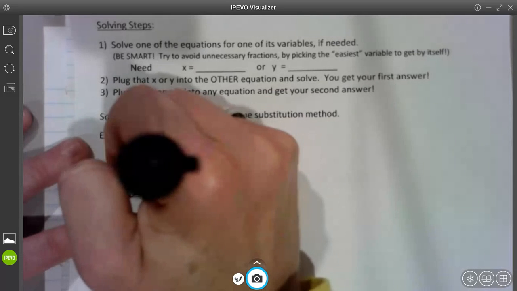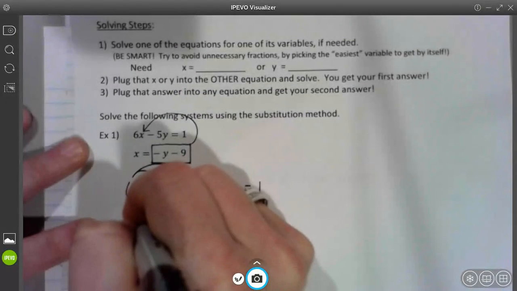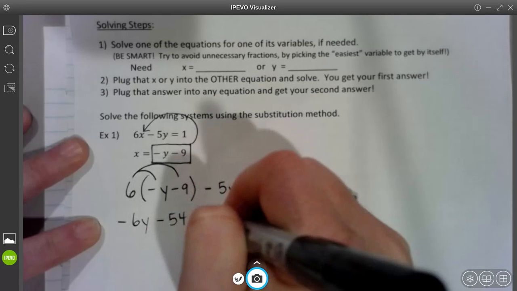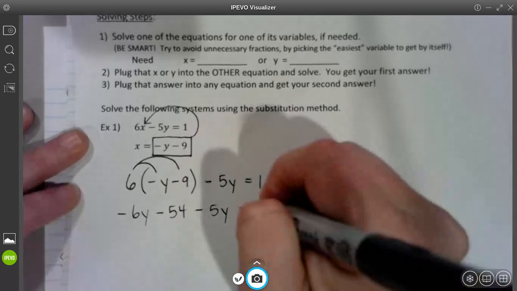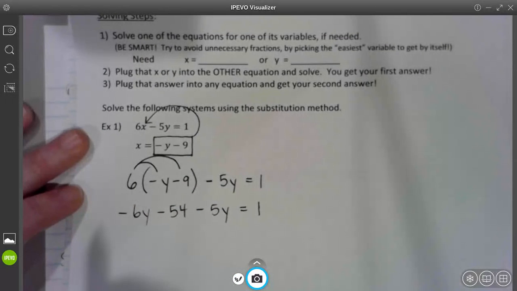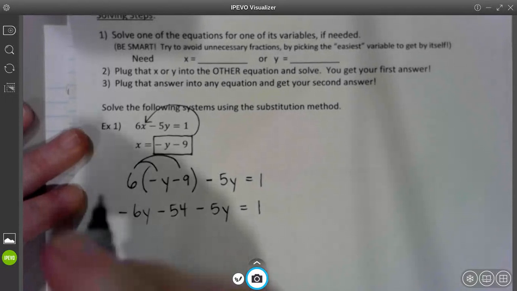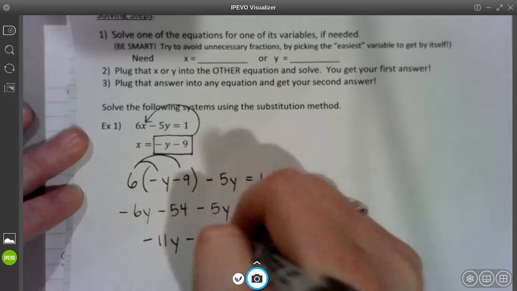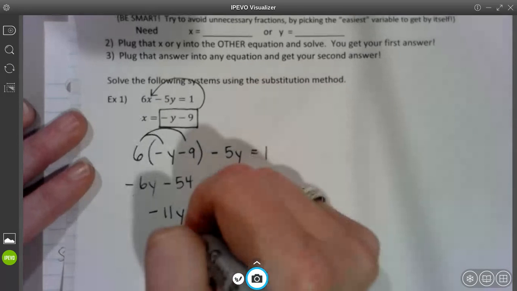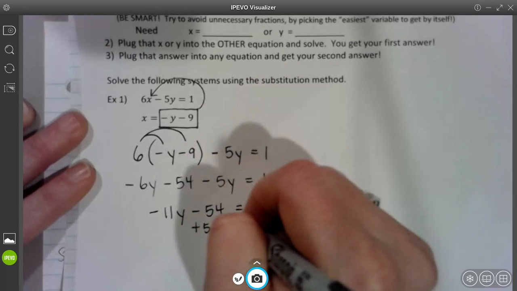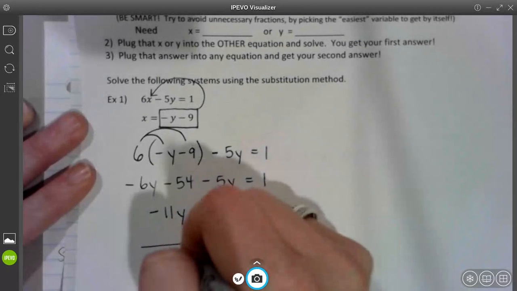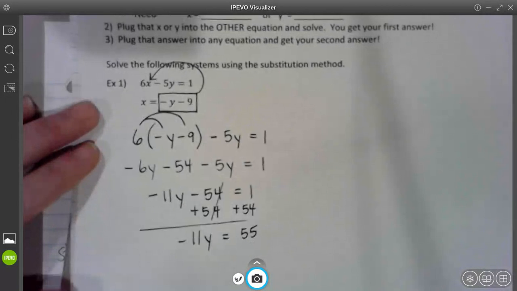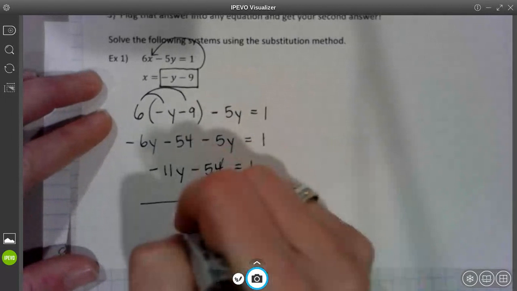All right, so now we're going to solve. We're going to distribute the 6. We're going to get negative 6y minus 54, minus 5y equals 1. Combine like terms. Negative 6y and negative 5y, that's really negative 11y, minus 54 equals 1. I'm going to add my 54 away like I normally would, and I'm going to get negative 11y equals 55. Divide by negative 11, and woo, we got our first answer.